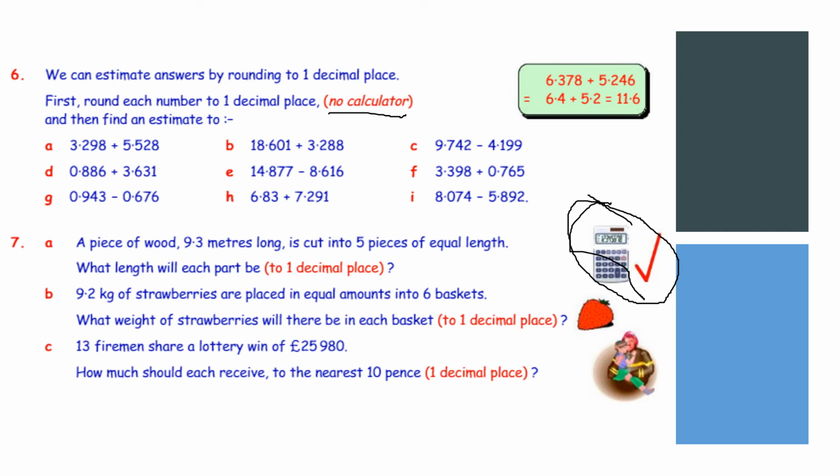B, 9.2, what are you going to divide that by? Can you see a number? And C, 23 firemen share a lottery win of 25,980. And this specifically says what I've been telling you to do, which is to round it to the nearest 10 pence. So you're dividing the lottery win amongst the firemen and get it to the nearest 10 pence. Okay, let me know if you've got any questions or problems.